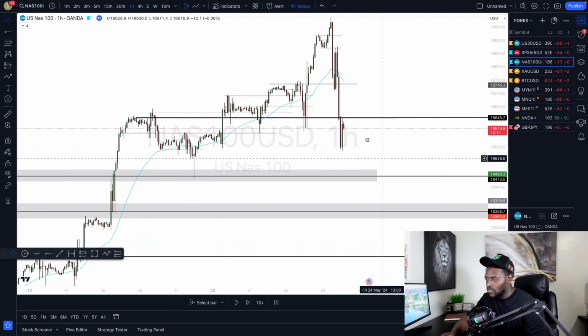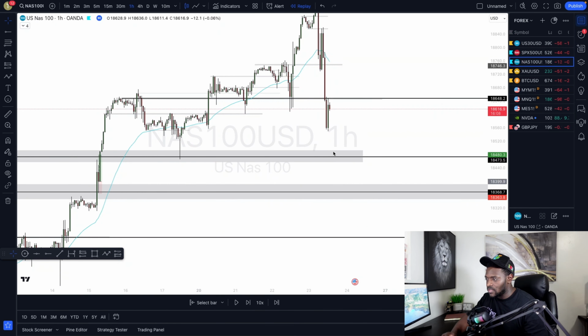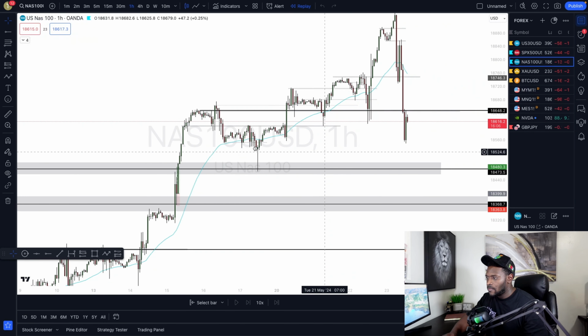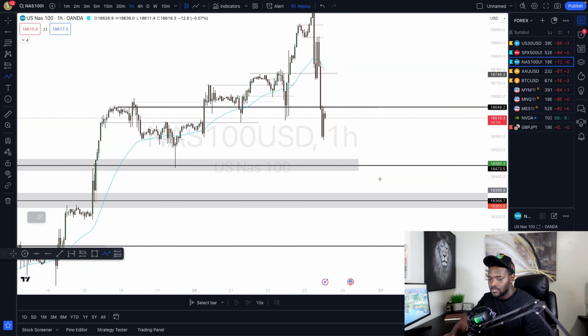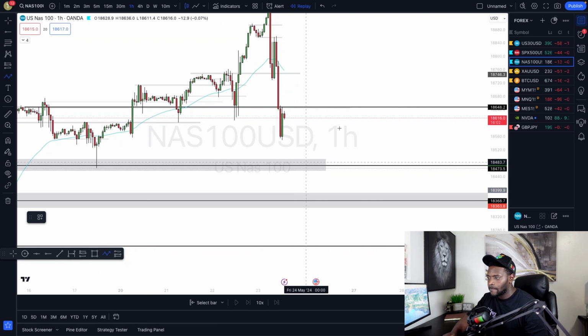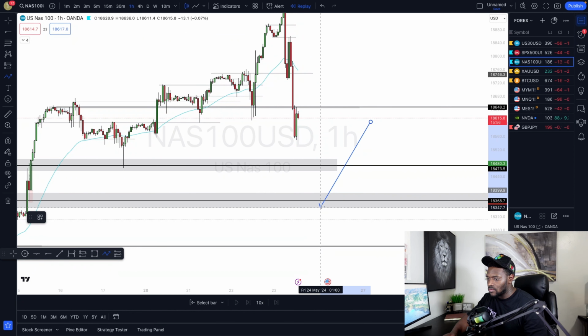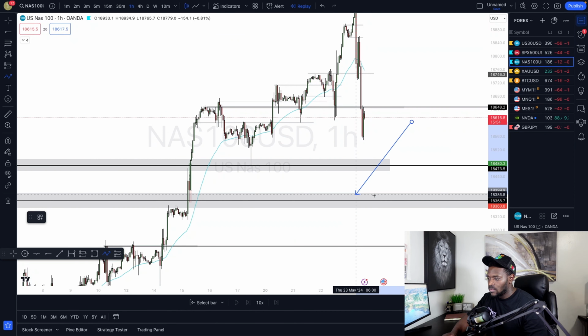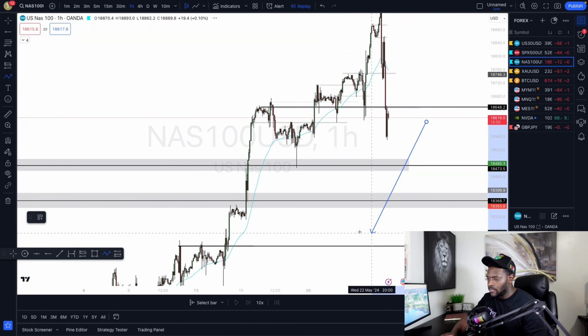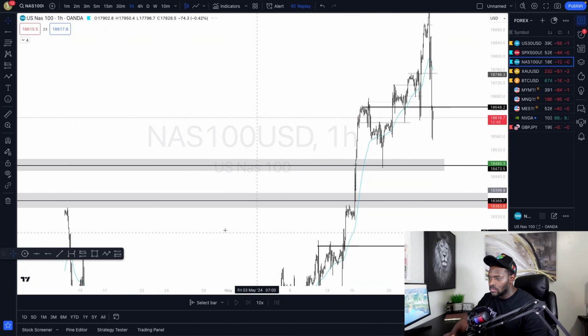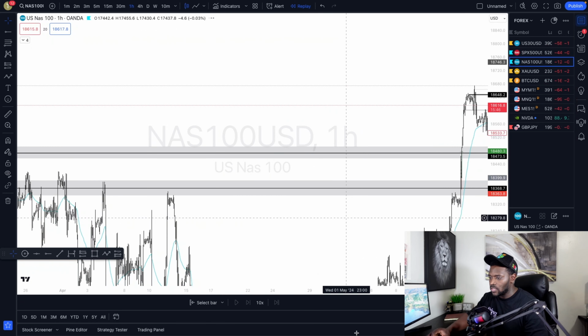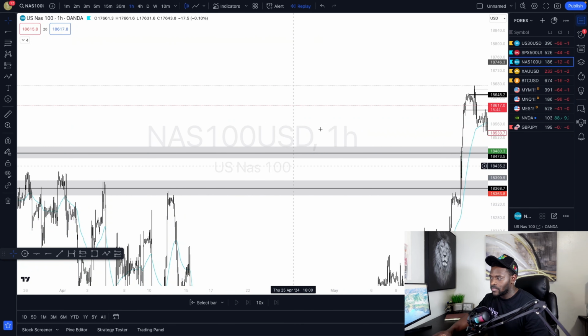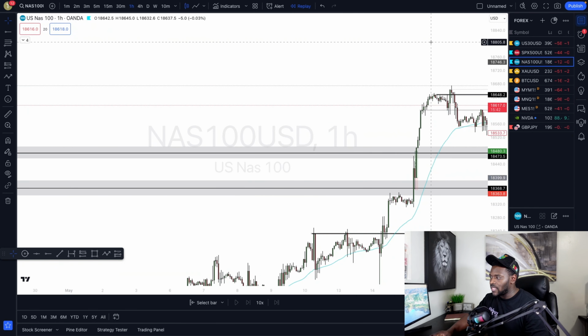And if we were to come down and break this level, then there's reason to believe that we may come down to this level, potentially this level, just depending on where the market is, or just depending on how strong these levels are. So now I want to help you identify these levels.